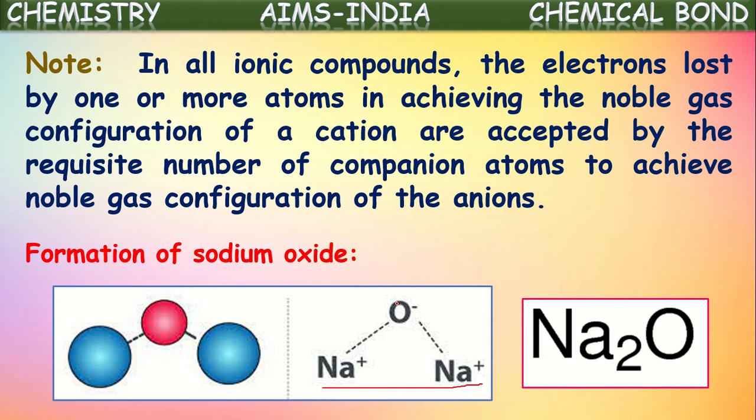So an ionic bond is formed by the transfer of electrons between opposite kinds of atoms, electropositive and electronegative atoms. It is non-directional. It is not fixed between two atoms. These attractions may be from all directions with oppositely charged ions.